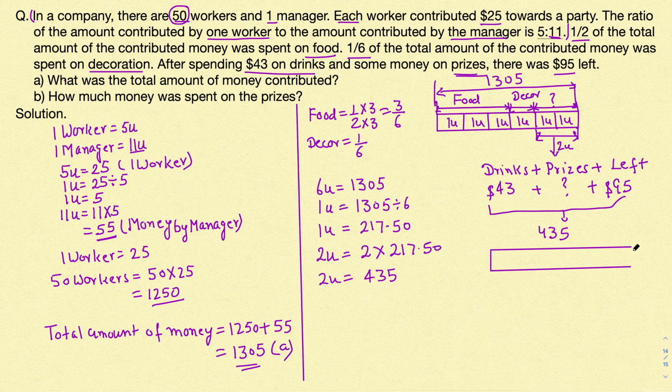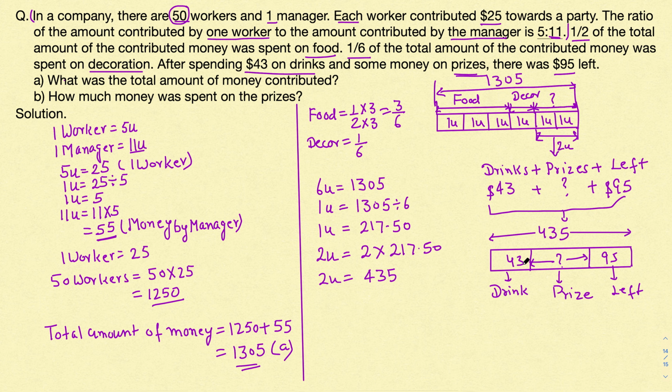So let's say this is my $435, right? And out of this $43 is spent on the drinks, and then another $95 is left. Okay, so this is the left amount. This is spent on drinks. So obviously this amount is the amount they spent on prizes, and this is what we have to find, right?